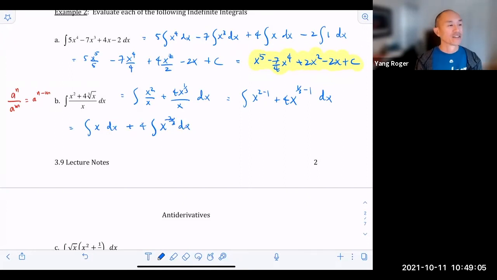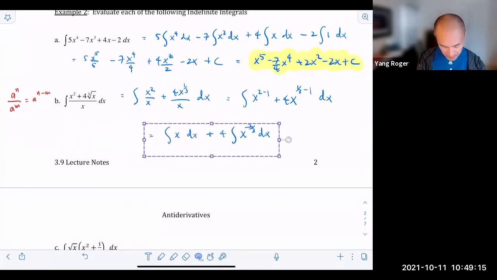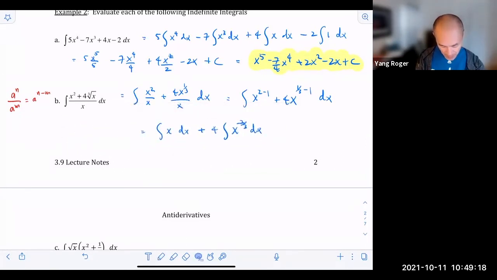And now I can just find the antiderivative of each piece. Okay. So the antiderivative of the first piece is going to be x squared over 2. And the antiderivative of the second piece is going to be 4 times. Remember, we have to add 1 to the exponent this time. We're doing the opposite of what we did before. So you add 1, so this becomes x to the 1/3, and then you've got to divide by 1/3.